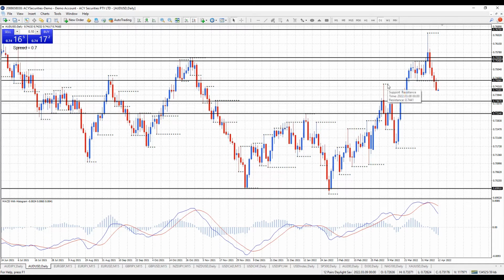Now this high here could act as resistance, but we've only just moved through that level at 74.41. So what I'm looking for is any movement back will probably now hold at broken support rather than this top here. That's just my personal viewpoint. So the trend is down.